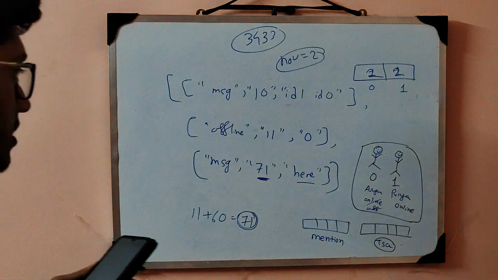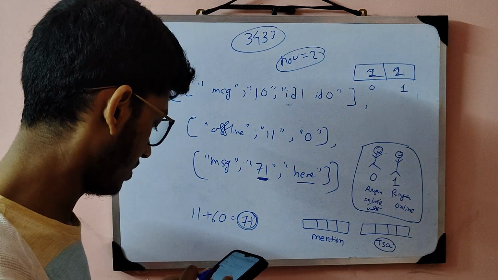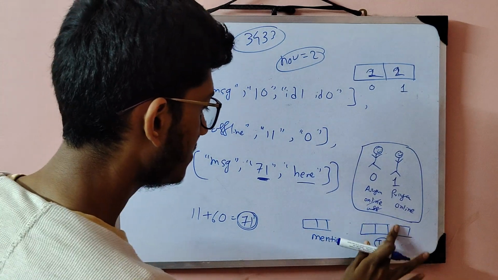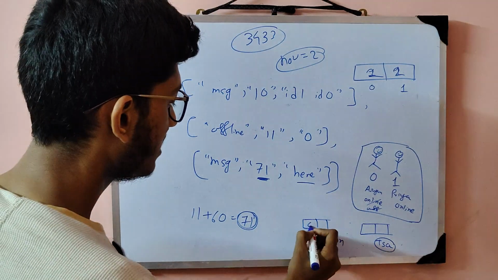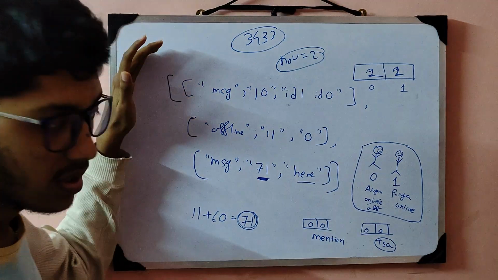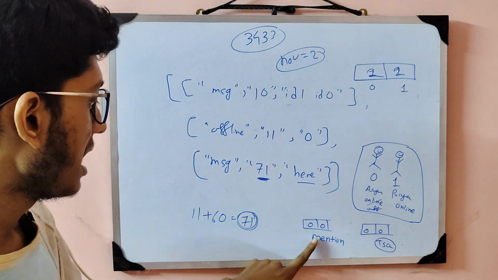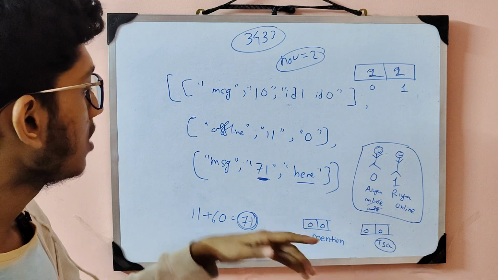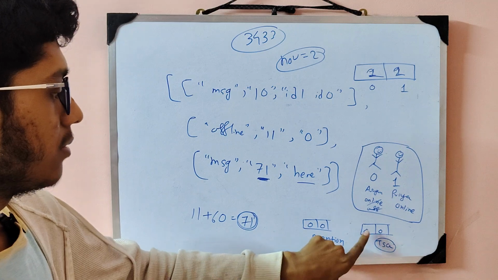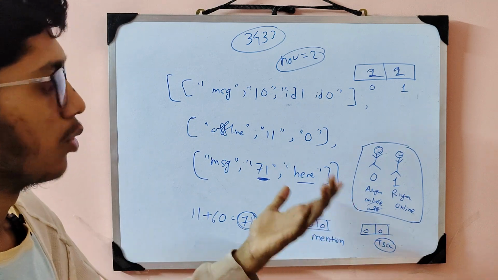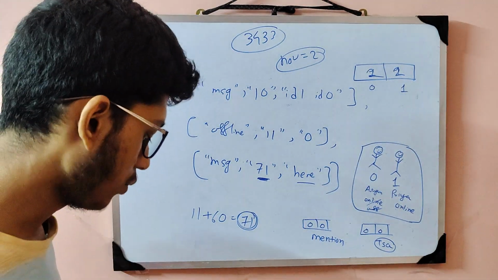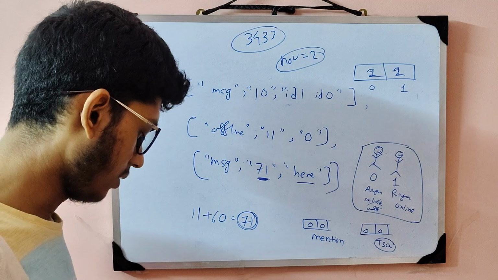Okay, next. Okay, for the first time, this is my mention array and this is my timestamp array. For the first time, let's fill mention and timestamp with 0. Why 0? Because when the events have not been started, none of the users are mentioned any of the time. So 0 times they have been mentioned. And timestamp array will show 0 because all the users are online right now. So I don't have to track when they will come offline.